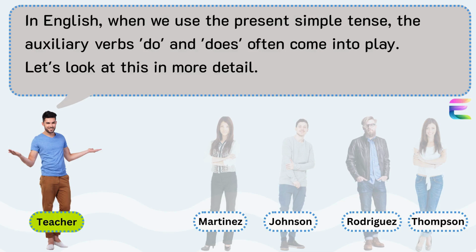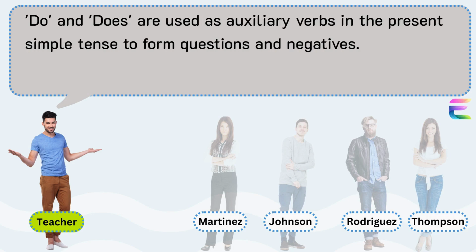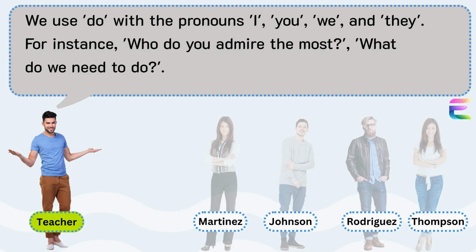In English, when we use the present simple tense, the auxiliary verbs do and does often come into play. Let's look at this in more detail. Do and does are used as auxiliary verbs in the present simple tense to form questions and negatives. We use do with the pronouns I, you, we, and they. For instance, who do you admire the most? What do we need to do?